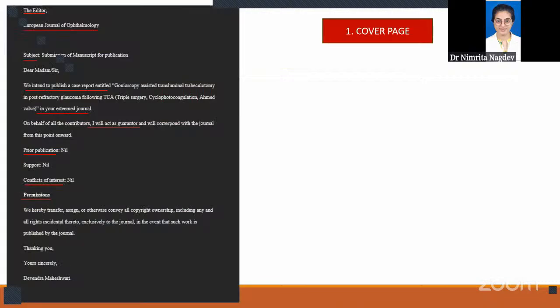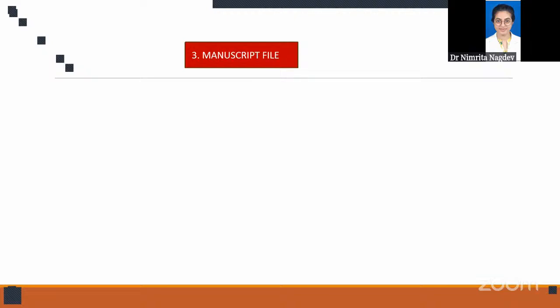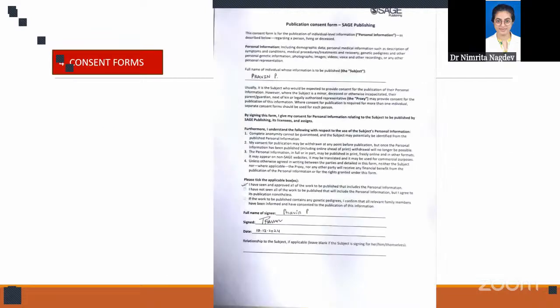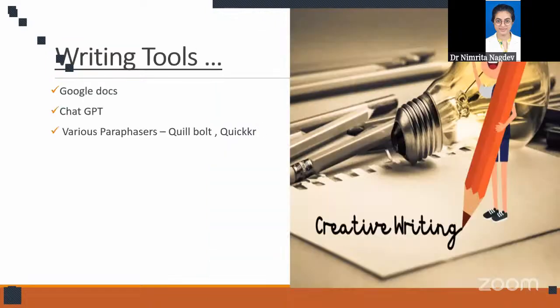Then coming to the cover page: what is the subject, to which journal you are submitting, whether there are any prior publications, and the manuscript file I discussed before. Then collage and images. Every journal has a different format, so you should follow their site. Most of the journals ask for a resolution of at least 300 dpi. Some journals also ask for consent forms, so you have to download them, take the signature from the patient, and then upload it again.